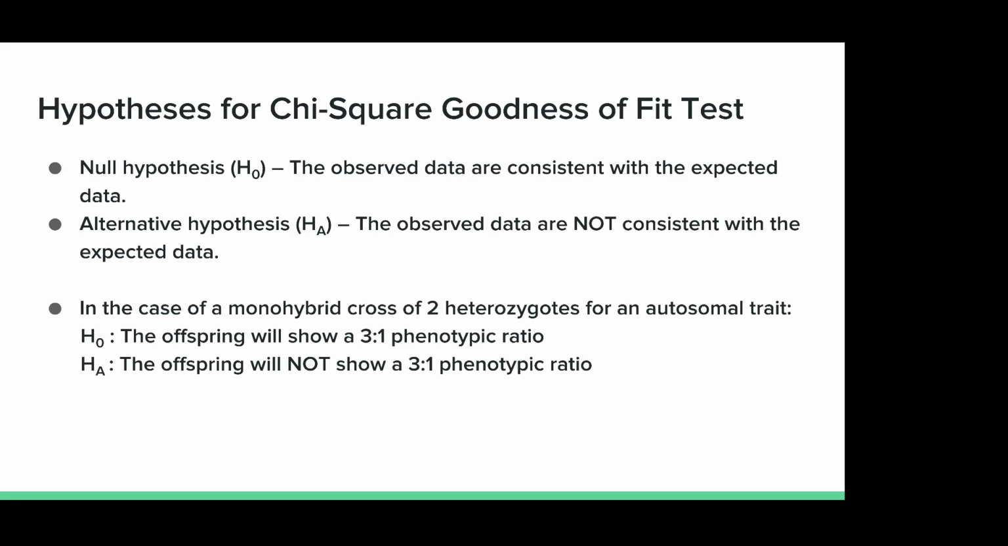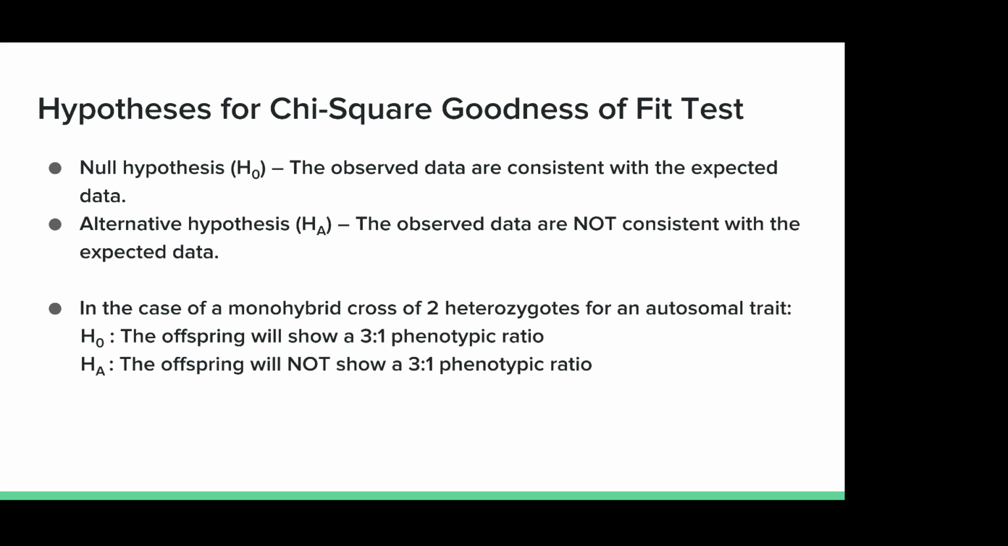Moving on. Now that I've introduced you to the chi-square goodness of fit test, you need to know about the hypotheses. We're going to take a general statement and then a more specific statement. The general case is that the null hypothesis is that the observed data are consistent with the expected data. The alternative hypothesis is that the observed data are not consistent with the expected data. So, again, we are trying to reject the null hypothesis.